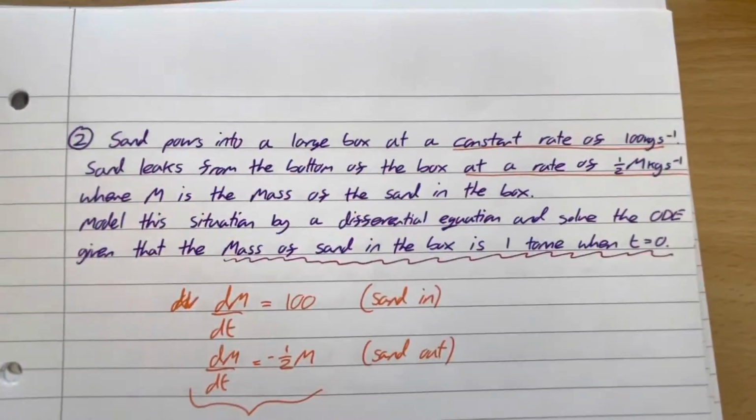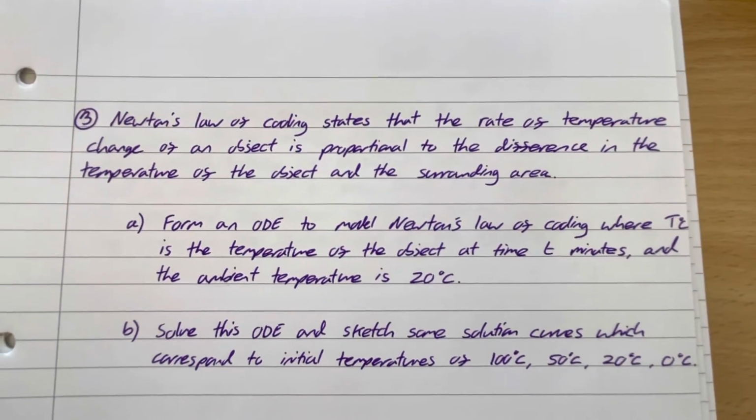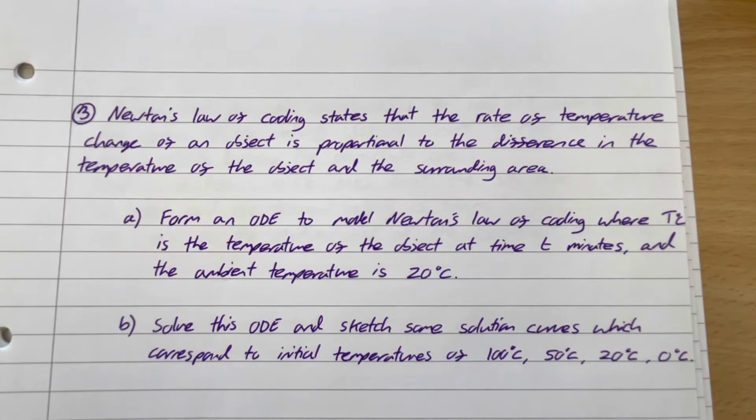Okay, final example of this video, example number 3. Newton's law of cooling states that the rate of temperature change of an object is proportional to the difference in the temperature of the object and the surrounding area. Part A, form a differential equation.